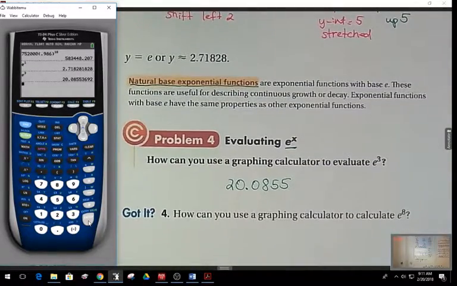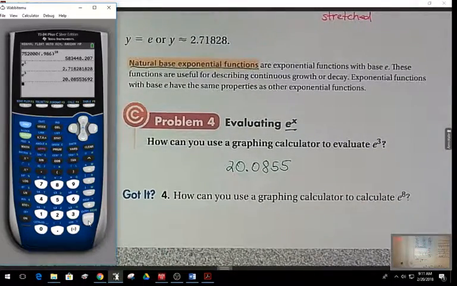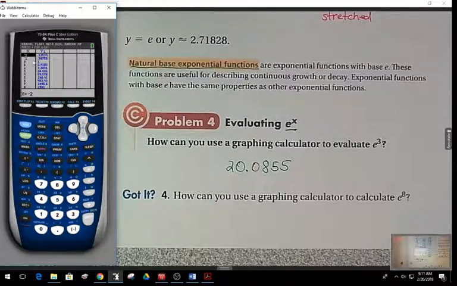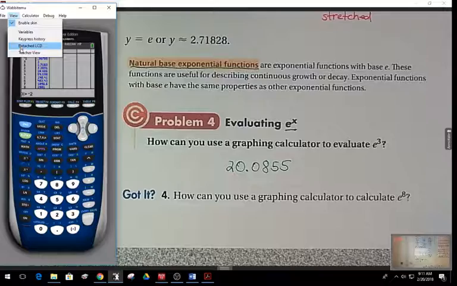Okay. The guided question wants to know, again, how can you use a graphing calculator to calculate e to the 8th? You can type it in just like we just did, or if you were asked for a lot of different values, you can go to your y equals screen, and let's clear out what's in there, and we'll type in y equals e to the x power, and then we're just going to look at the table. So when x is 1, let's try this again. I want my big screen here.